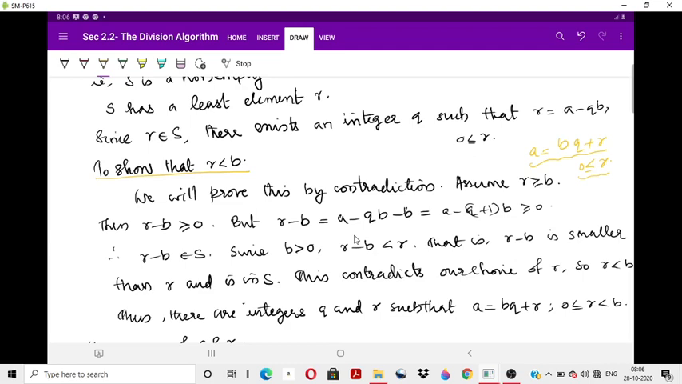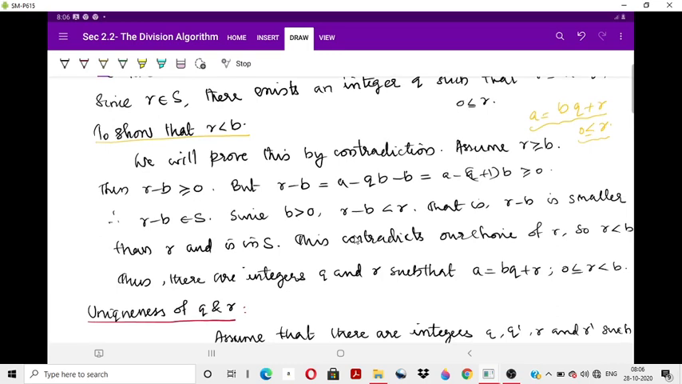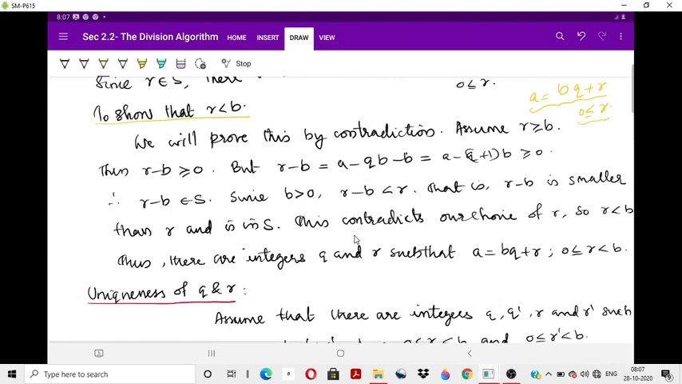This contradicts the definition of R. We have taken R as the least element of S, but now we have obtained that there is another element R minus B which is less than R in S. So obviously it would be the least one other than R. This contradiction makes us conclude that R is strictly less than B. So we have proved that there are integers Q and R such that A is equal to BQ plus R, and 0 less than or equal to R less than B. Thus we proved the existence.